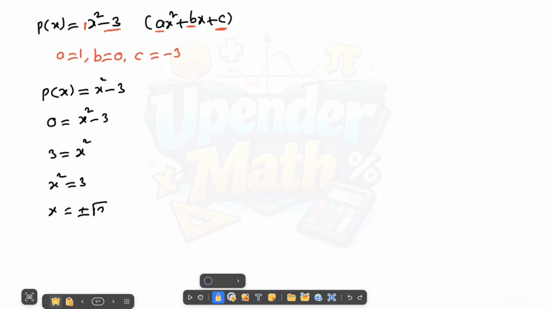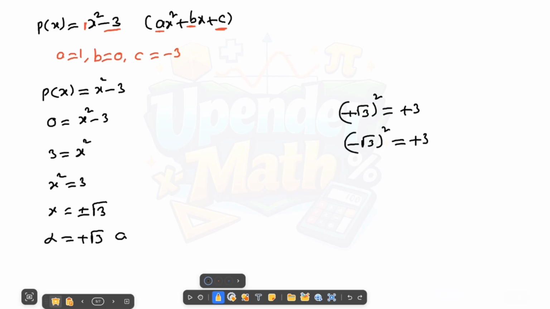Why plus or minus root 3? Because plus root 3 whole square is plus 3, and minus root 3 whole square is also plus 3. Minus into minus is plus, root 3 into root 3 is 3. So that is why x is equals to plus or minus root 3. That means the first zero is plus root 3 and the second zero is minus root 3.